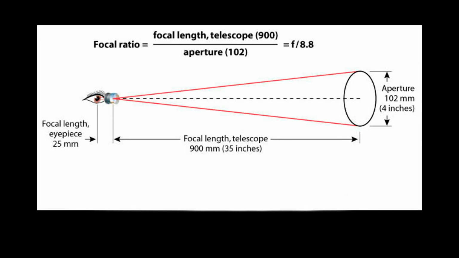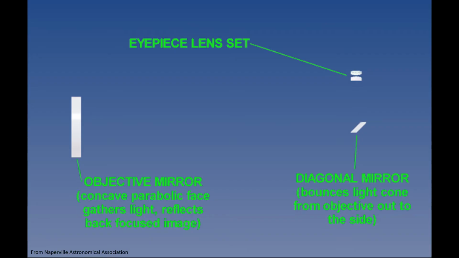In this example, we have a telescope focal length of 900 millimeters and an aperture of 102 millimeters, giving a focal ratio of f8.8. If you absolutely must get a Newtonian telescope with a spherical primary mirror, try to get one with a focal ratio of f10 or higher to minimize chromatic aberration.